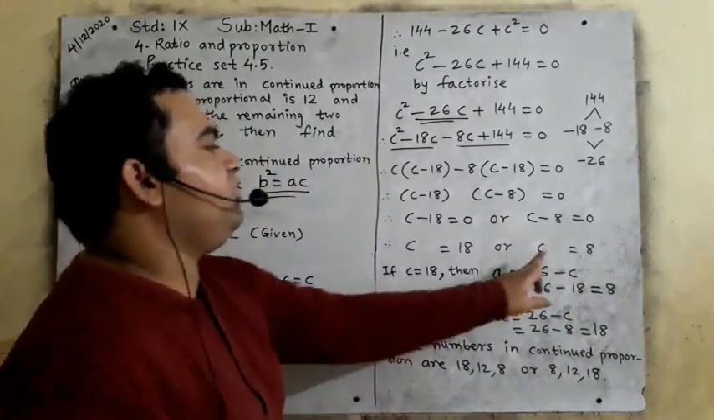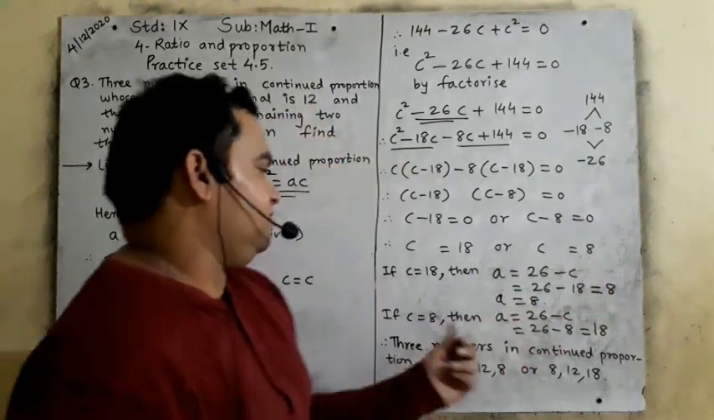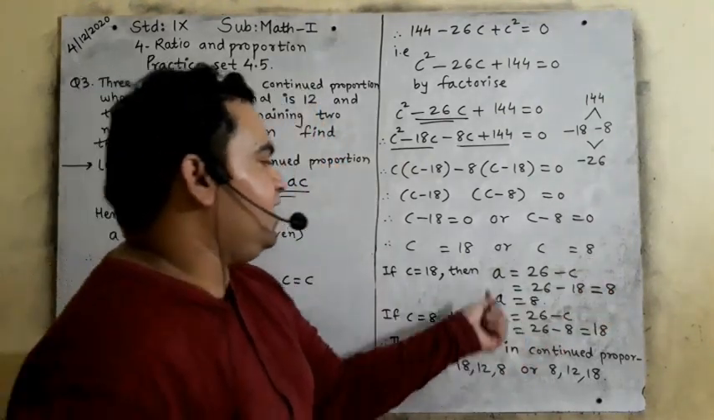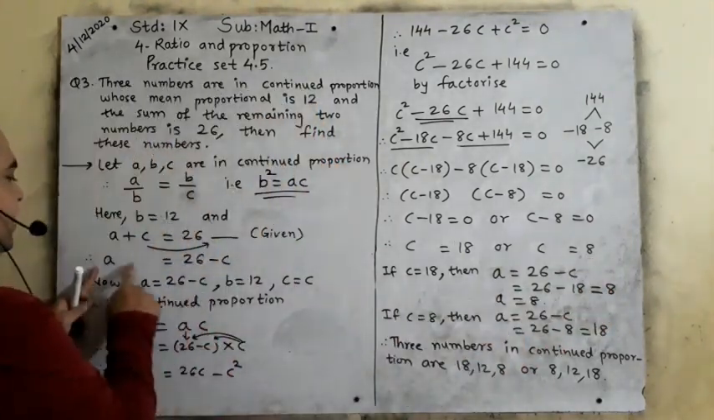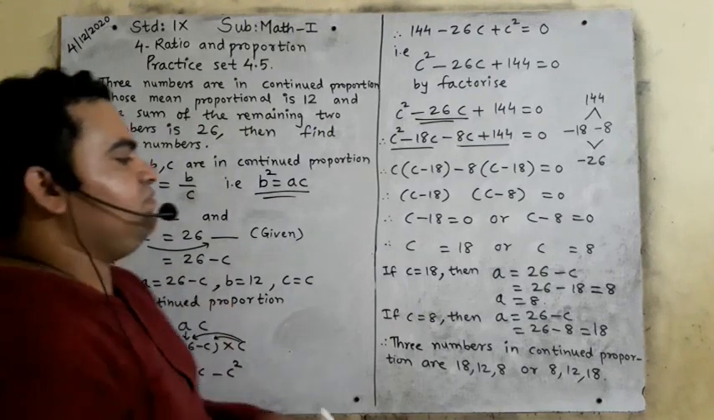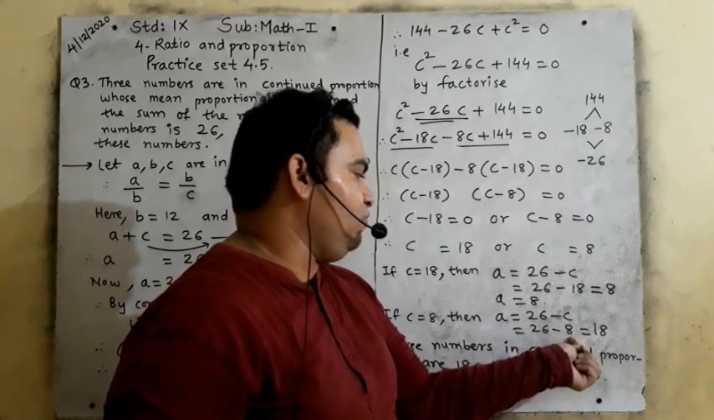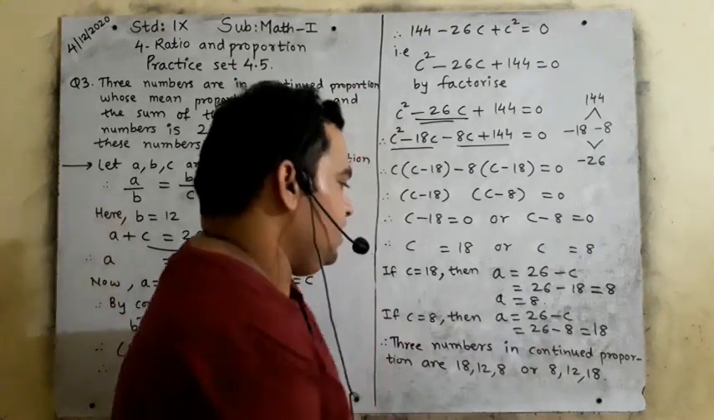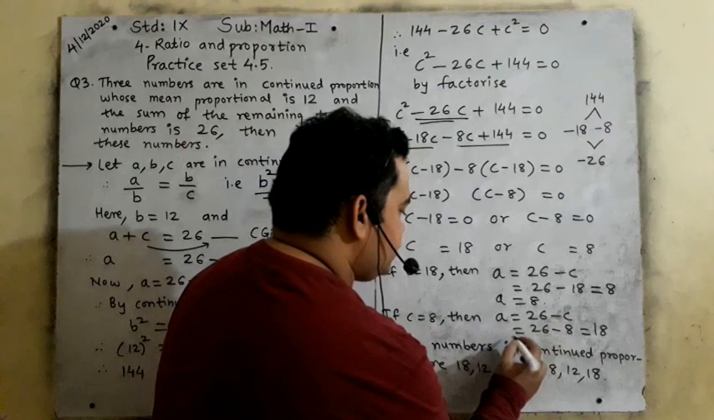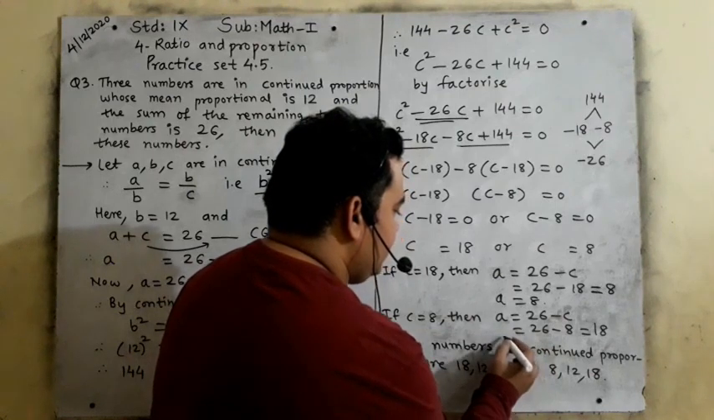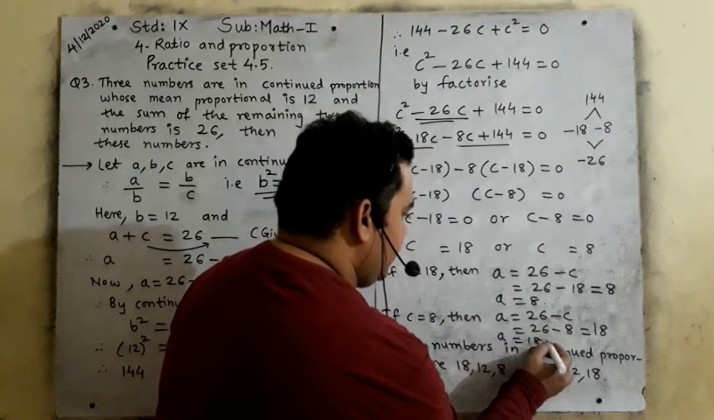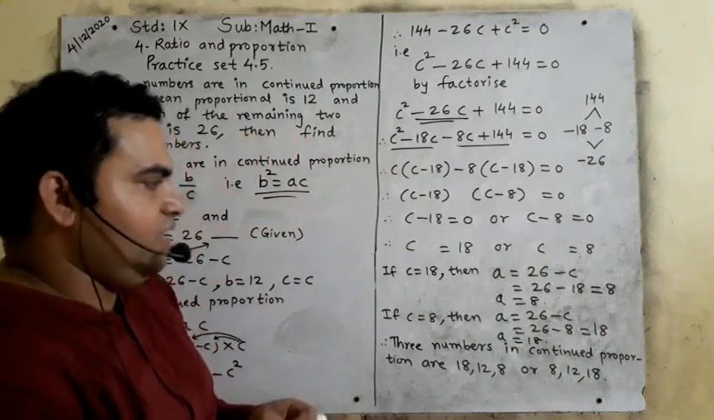Now again, if you consider C is equal to 8, then again there is a formula. We know A is equal to 26 minus C. We will take A is equal to 26 minus C value 8. Answer will come 18. Therefore you will say A is equal to 18. Right? A is equal to 18.